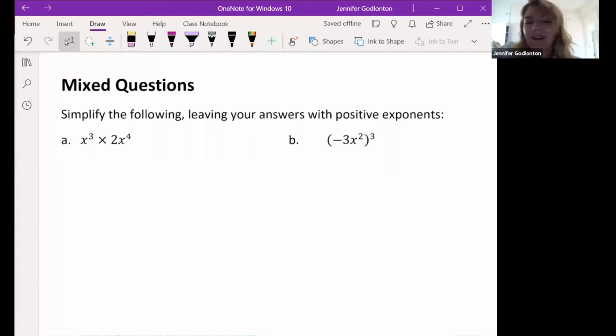And don't worry if you're finding these way too easy and you're like, oh, this is so boring. I promise we're getting onto some spicy ones just now.